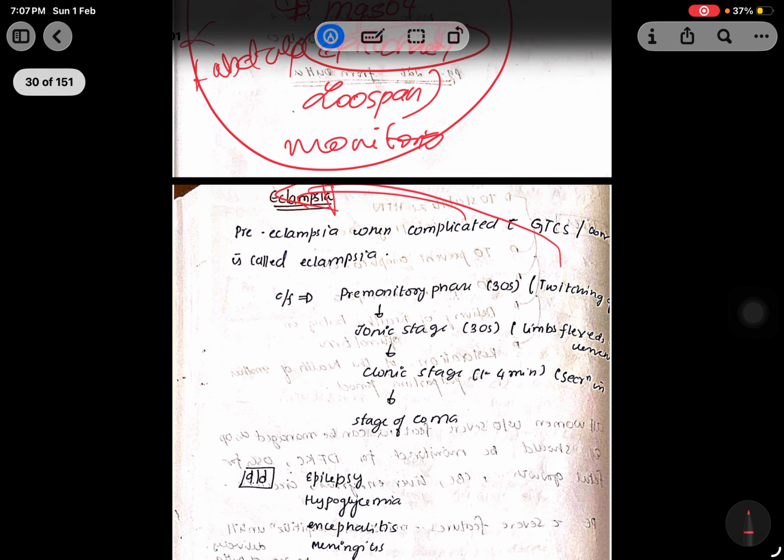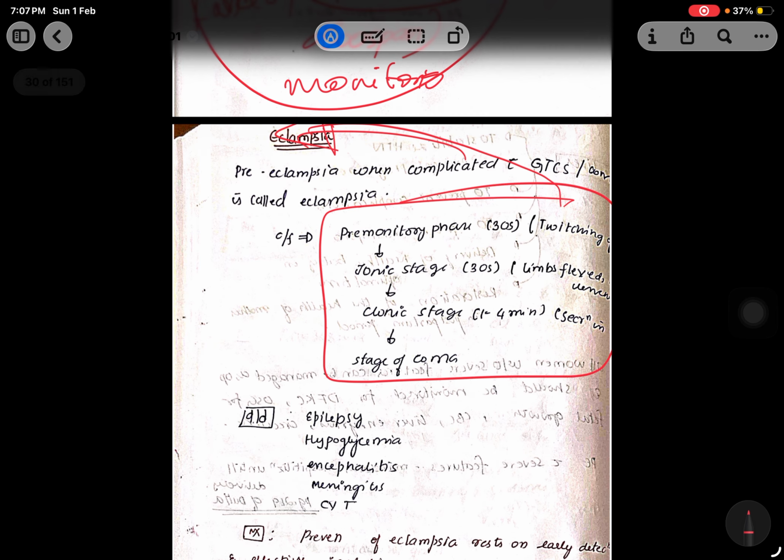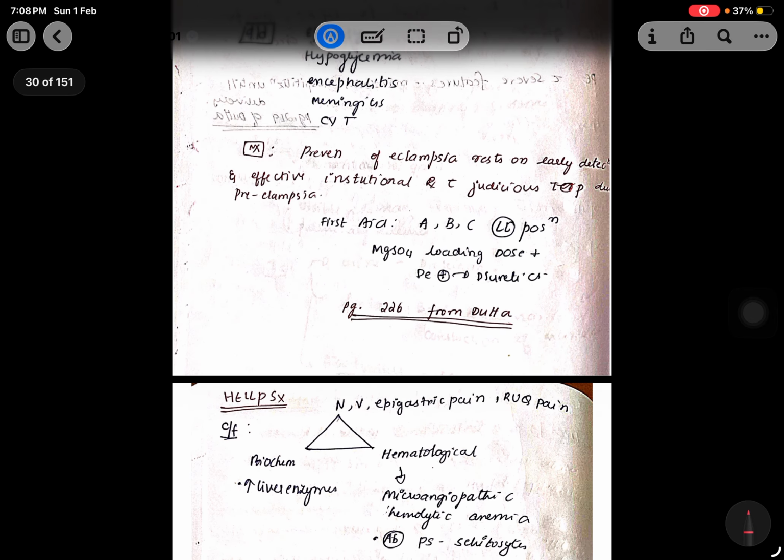Okay, what are the clinical features? Again, if you are confused whether it's the tonic phase or clonic phase, what is the full form of GTCS? It is generalized tonic clonic seizure. So never be confused, it is always the tonic stage first, then clonic. Then if you have not intervened, she might go into coma. Again, prevention is the major thing.